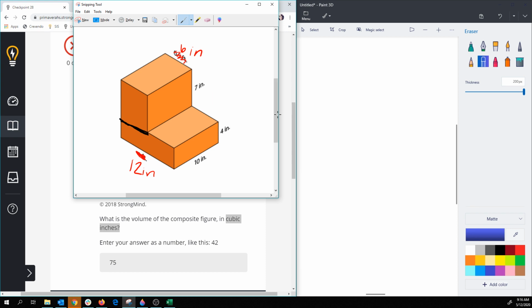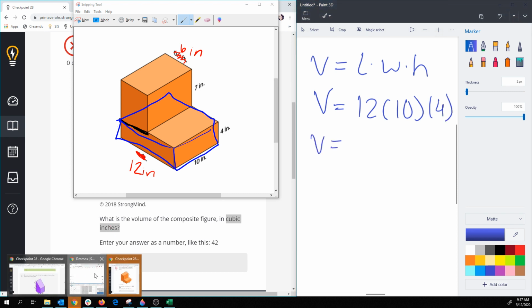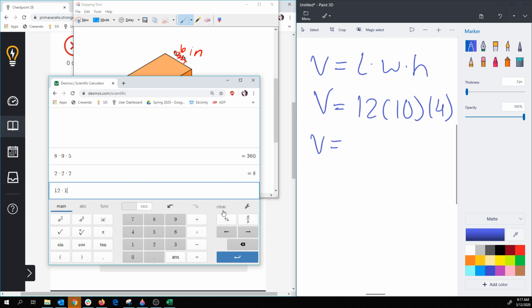So let's find the volume of the bottom box first. So this is the one that I'm outlining in blue here. So let's find the volume of this very bottom box. Notice how I drew it all the way back, because technically that's where the box goes, right? It goes all the way to that back corner. So volume of that big box is going to be length times width times height, and that's these 3 numbers. So 12 times 10 times 4. And let's pull open a calculator to help us multiply all those. And I'm going to get 480.